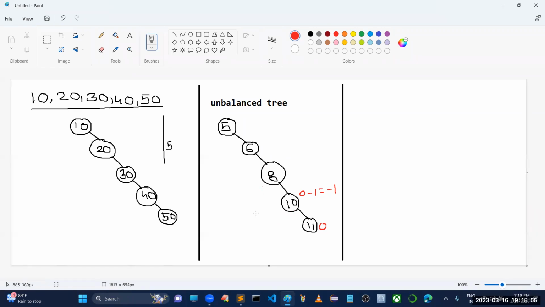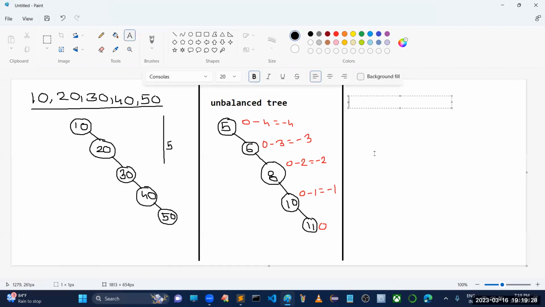What about this one? Left subtree height is 0 minus, what is the right subtree height? It is nothing but 2. So your result will become -2. Is it balanced? No. For this, left subtree height is 0, and in the right subtree, 1, 2, 3 nodes are there. So it will become -3. And for this, 0 minus 4, which is -4. So this one is an unbalanced tree that we have.